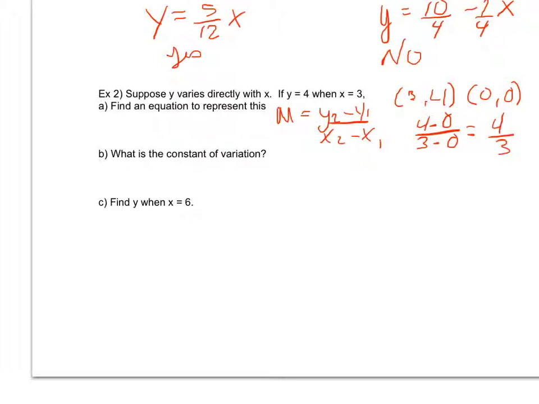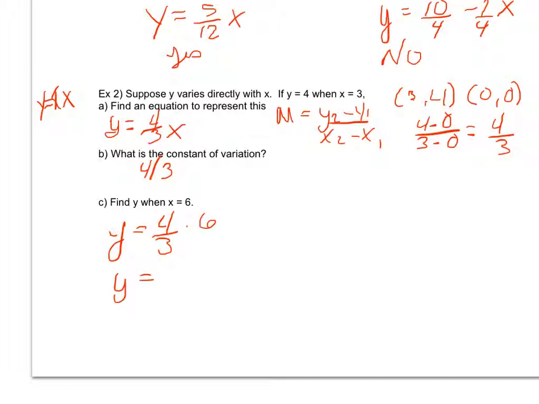There's my slope. I can do y minus y1 equals m times x minus x1, but really all I need to say is y equals my slope, which is my constant of variation, times x, because remember, if I vary directly, I'm in the form y equals kx, where k is my slope. So my constant of variation, I'm just picking my slope out, it's 4/3. So find y when x equals 6. When x is 6, y equals 4/3 times 6, which is y equals 8.